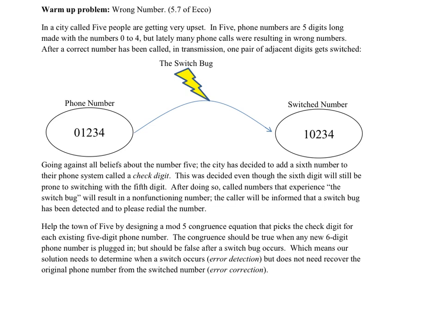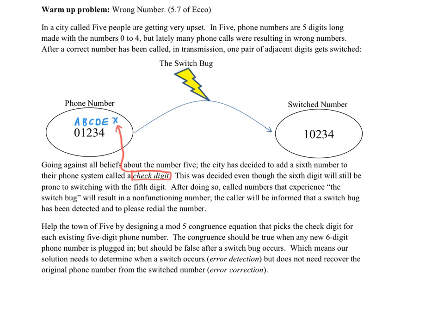Okay, so what we're going to do is take a phone number and call the first digit A, and the next digit B, and C, D, E, and then the final digit, we'll call that X, the check digit.